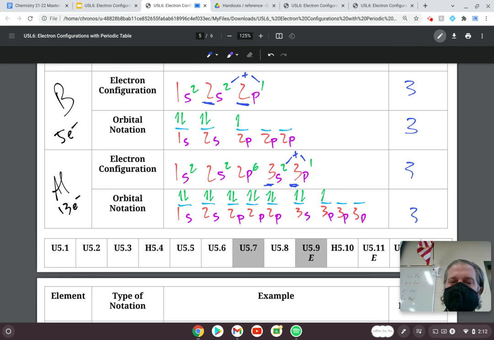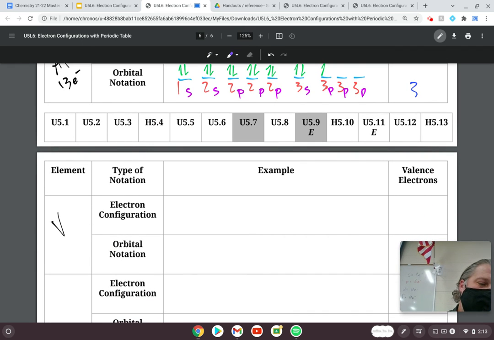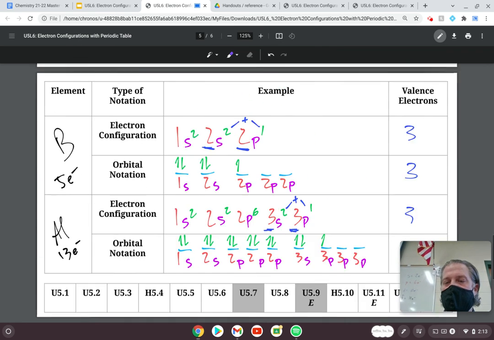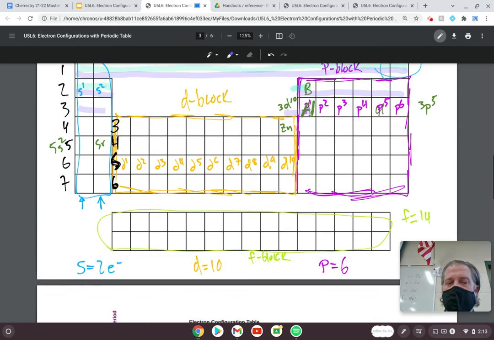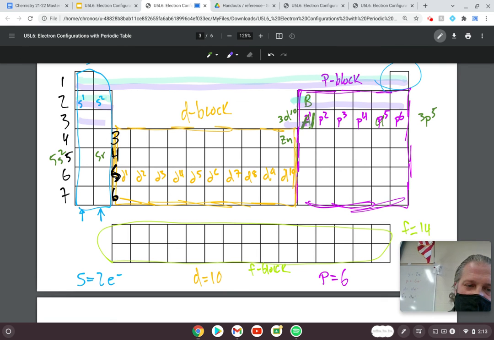Okay, so the next one is vanadium, which has 23 electrons. Okay, so if I go and I locate vanadium on the blank periodic table, vanadium is located right here.